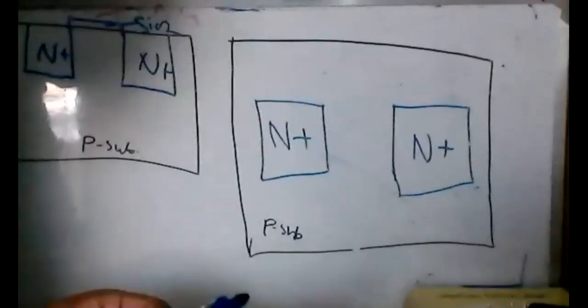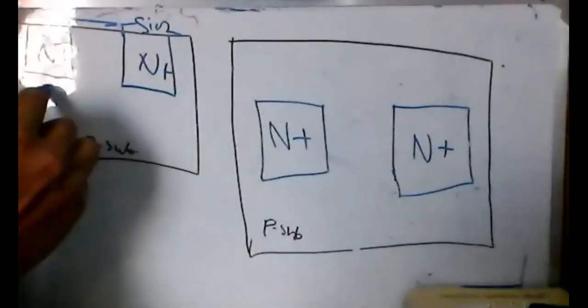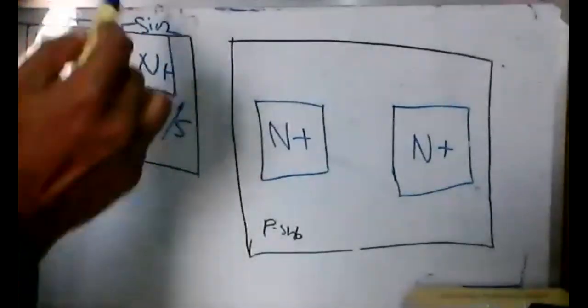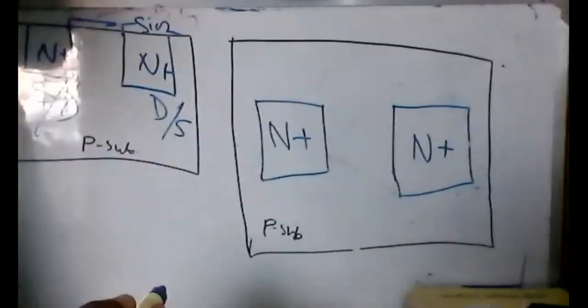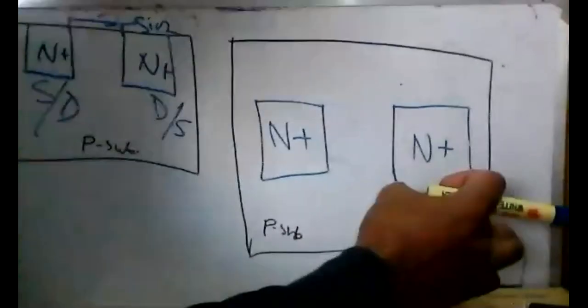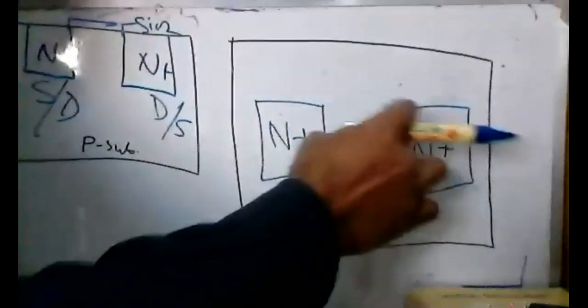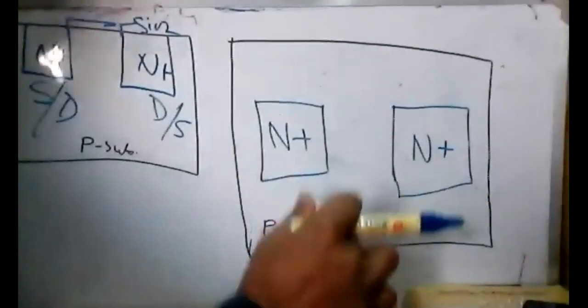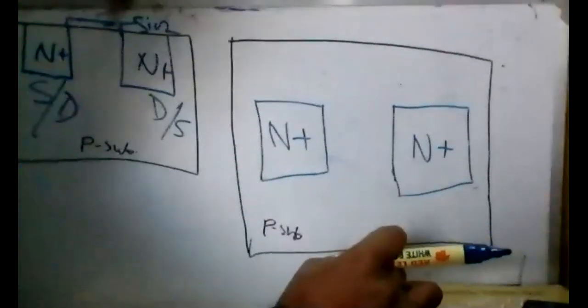Last class we have seen source and drain. This is a source and this is a drain, or you can say this is drain, this is source. It doesn't matter because both are the same, and both are symmetric. Though this one looks bigger, both are the same size and same concentration. So this will be considered as a source and drain.